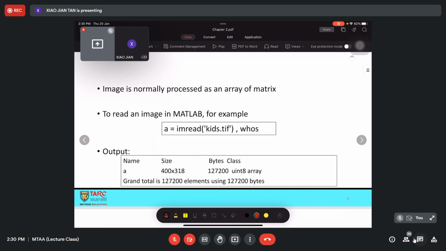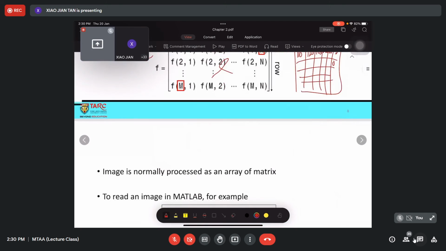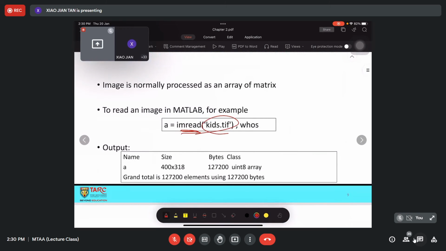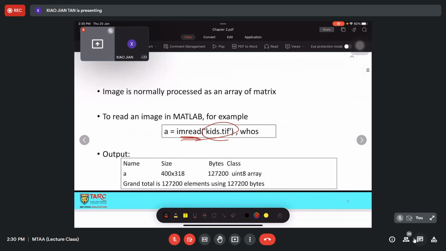Image is normally processed as an array of matrices. To read an image in Matlab, for example, as I mentioned before, I read an image, kids.tif, or peppers.png. I'm not really sure about kids.tif, but peppers.png, cameraman, all those are built-in, royalty-free sample images, so you can use them to try some example or sample algorithm.